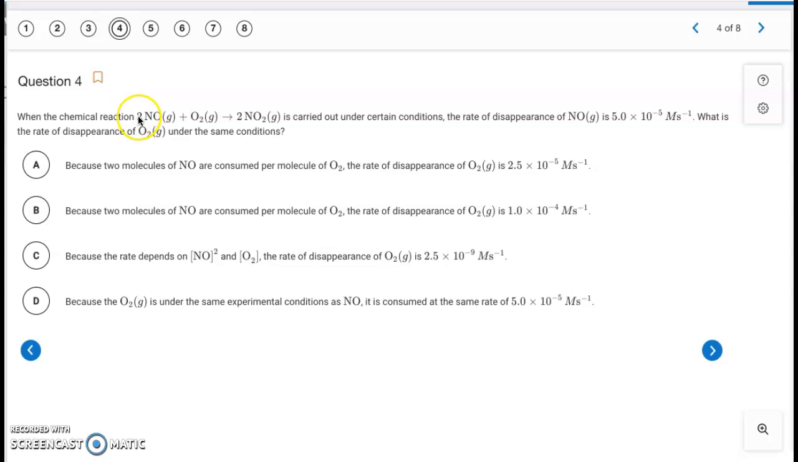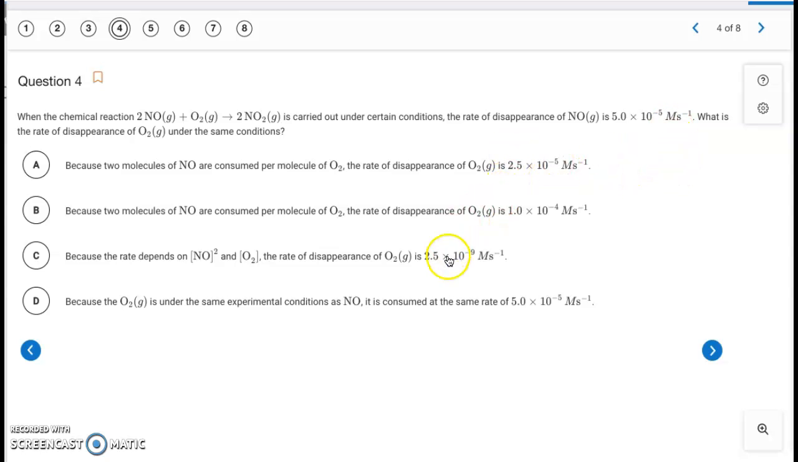So again, we want to relate the ratio of coefficients, which is 2 to 1, to the ratio of rates. So it's a 2 to 1 ratio, NO to O2, so we want the 2 to 1 ratio of the rates for NO to O2. That means the rate of disappearance of oxygen has to be half of this value that's given. So that's going to be 2.5 times 10 to the negative fifth.